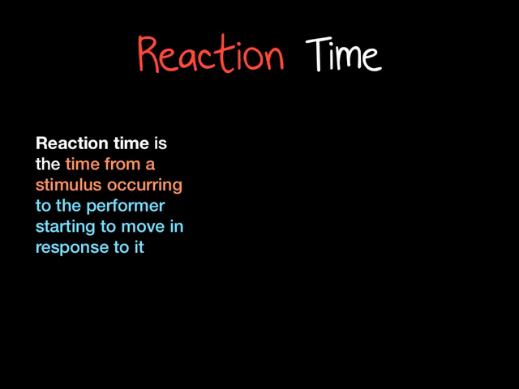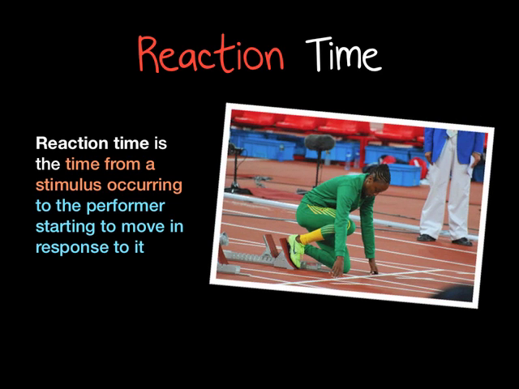The best example for solid reaction time is a 100-meter sprinter, or a sprinter that needs to start within a block situation. The stimulus itself would be the gun firing. That's a stimulus that the sprinter is watching for or waiting for. So the stimulus occurring is the gun going off, and therefore the reaction time is how quick that performer moves in response to the gun going off.